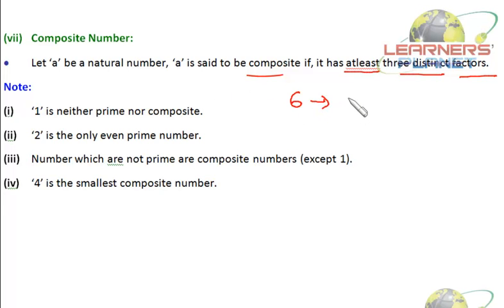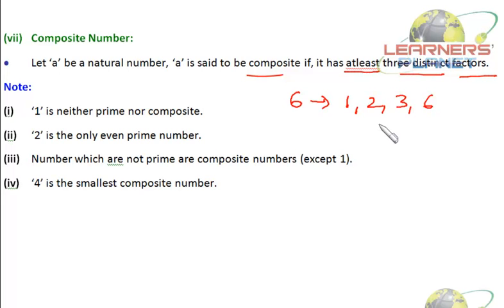So what are the factors of 6? Let me write. It is 1, 2, 3 and 6. There are 4 factors of 6 and all 4 are distinct from each other. So 6 will be known as a composite number. Okay, friends. Similarly, a number will be either composite or prime. Prime numbers we have already discussed.